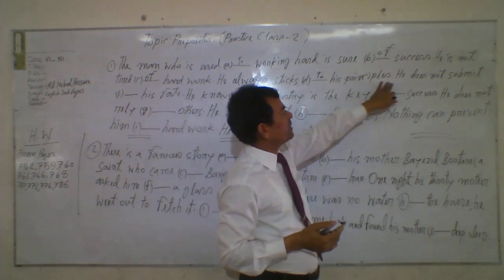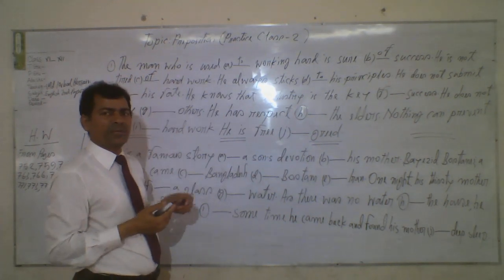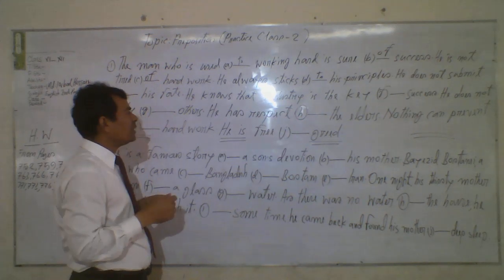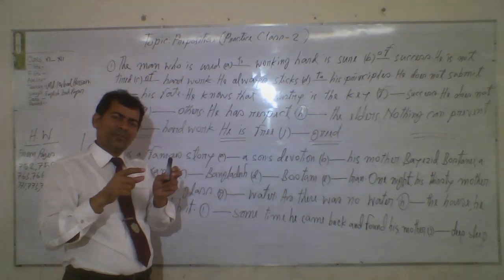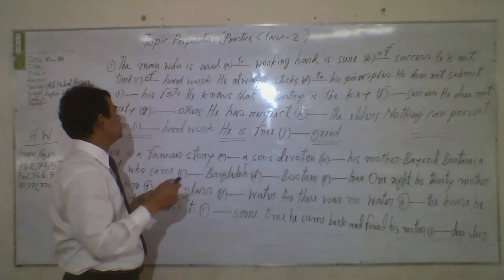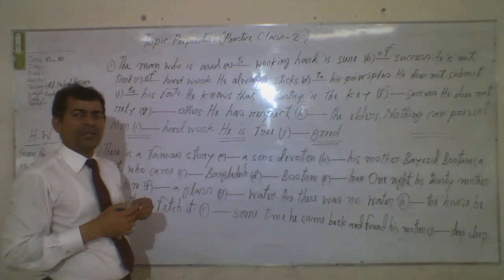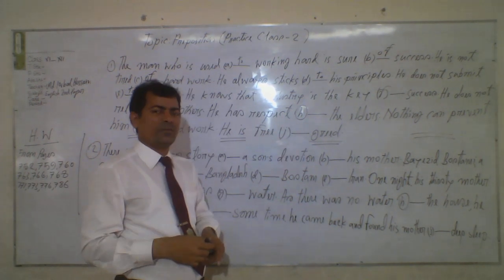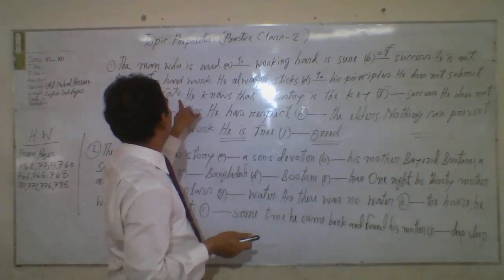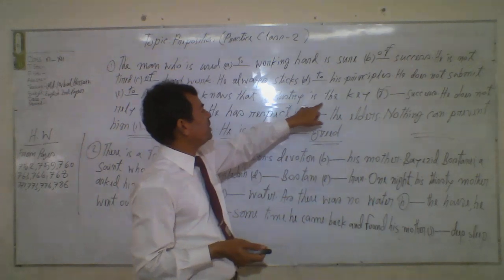his principle. He does not submit to his fate. Submit to. Always use this; it is the appropriate preposition. Submit to something. So if you learn that after 'submit' you can use 'to', you never make a mistake. Submit to fate. He knows that industry is the key.